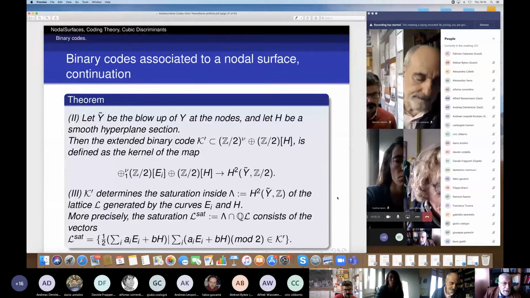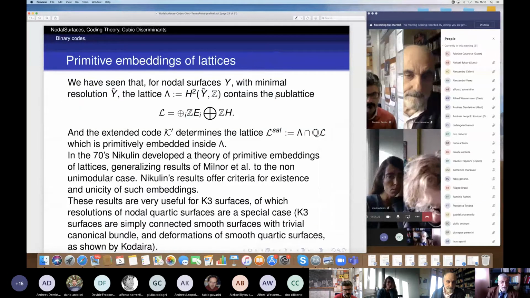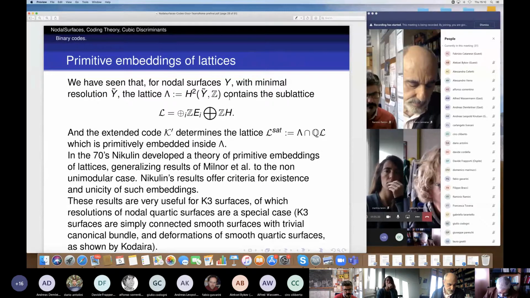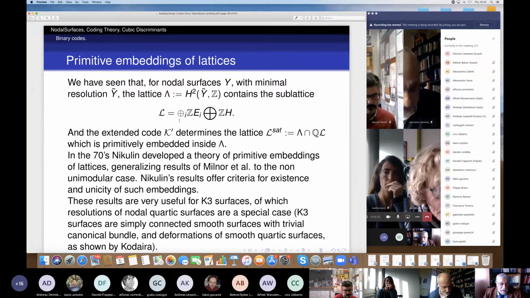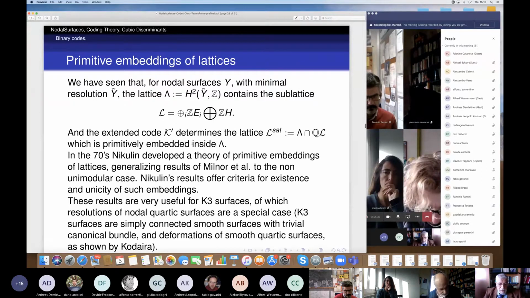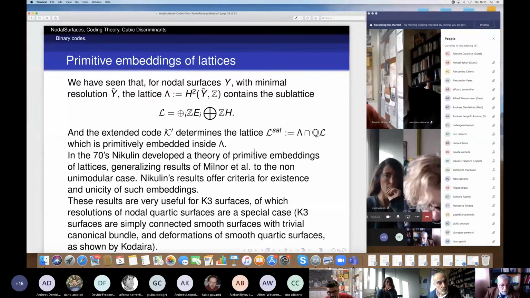So I am on page 27, 28. For nodal surfaces with a minimal resolution Y tilde, the lattice contains the sublattice generated by E_i and H, and the extended code K prime determines the saturation. This lattice is important because it is primitively embedded. This is a very important piece of work done in the 70s. Actually, it is the most important work of Slava Nikulin.